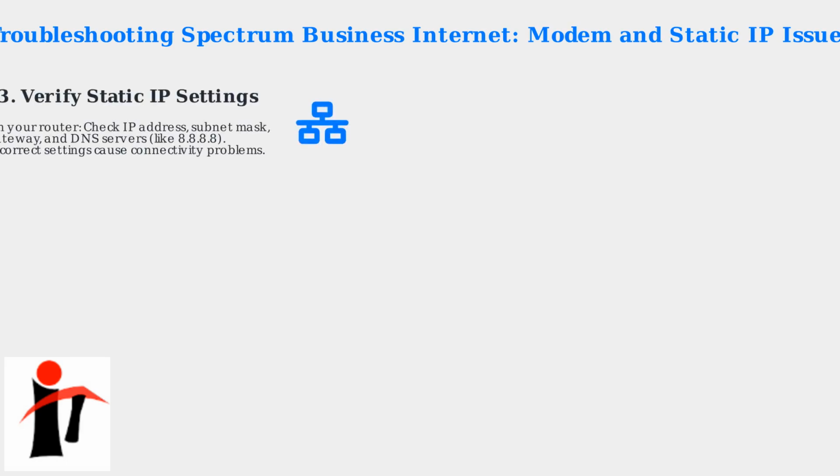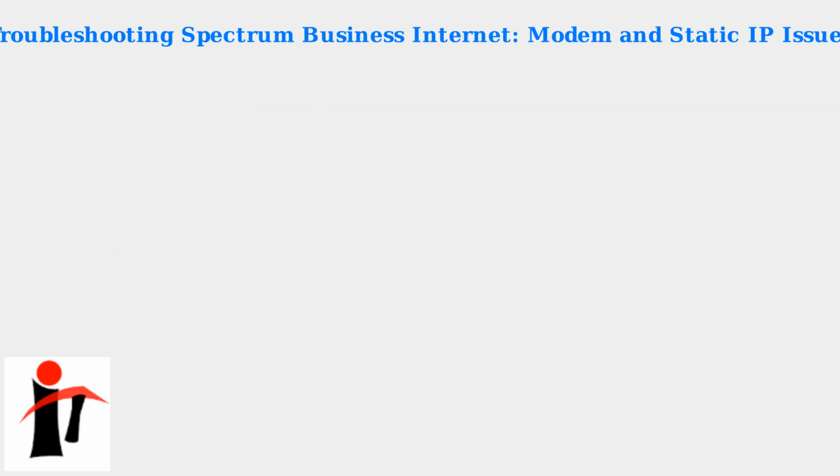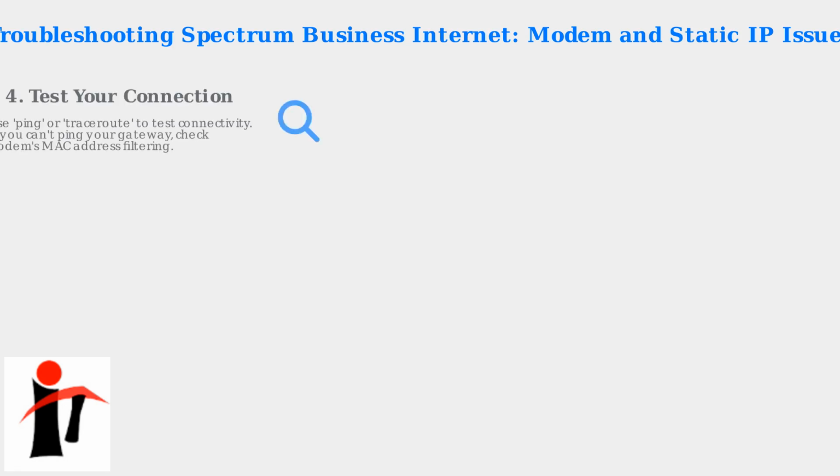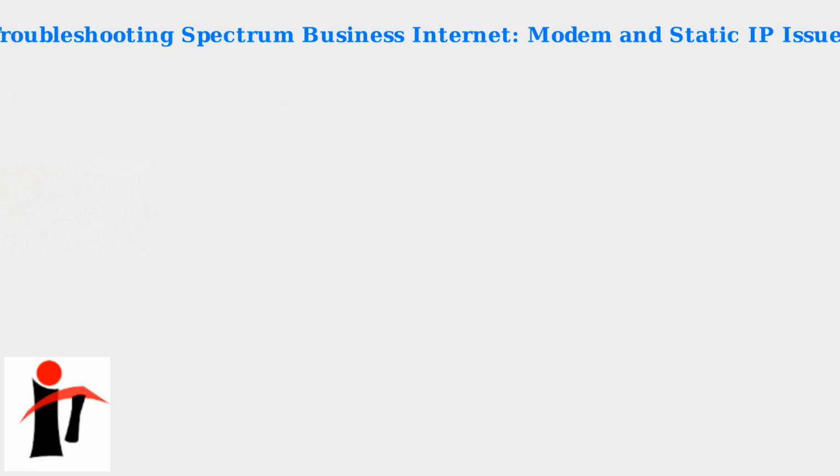If you have a static IP, verify the settings on your router: IP address, subnet mask, gateway, and DNS servers like 8.8.8.8. Incorrect static IP settings are a frequent cause of connectivity problems. Use ping or traceroute to test your connection. If you can't ping your gateway, double-check your modem's MAC address filtering.